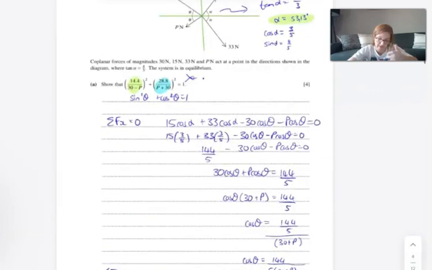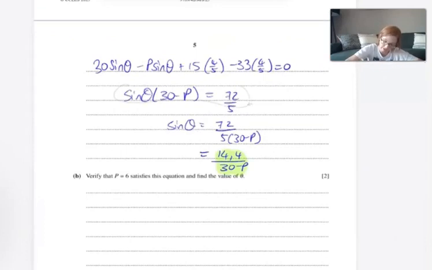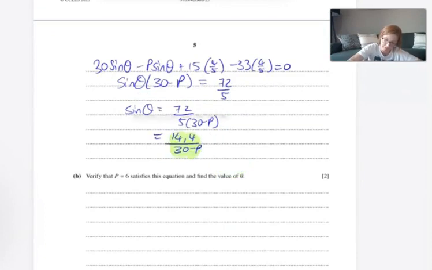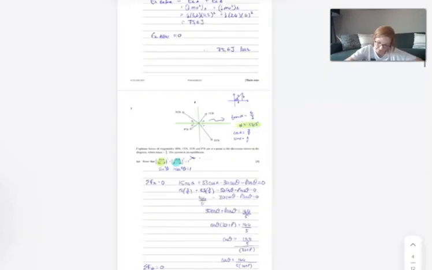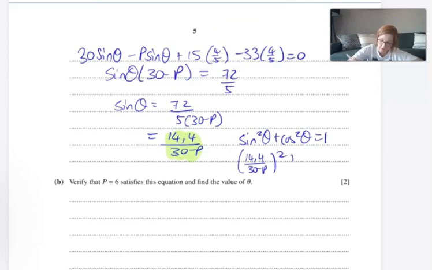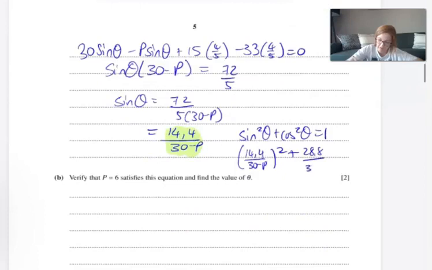So I think the way that I would write this in an exam is I would just start off with my identity. So I would say sine squared theta plus cos squared theta is equal to 1. And so I would say (14.4 over 30 minus p) squared plus (28.8 over 30 plus p) squared is equal to 1.